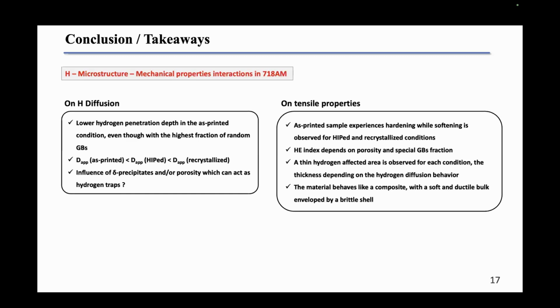So we saw that we had a thin hydrogen-affected area on the edges of the sample. So we can say that the material behaves like a composite with a soft and ductile bulk enveloped by a brittle shell.